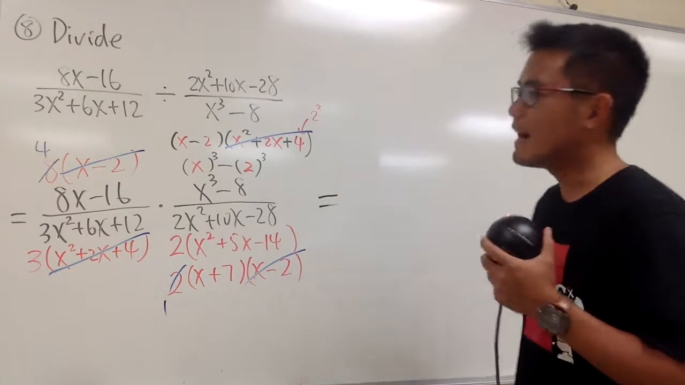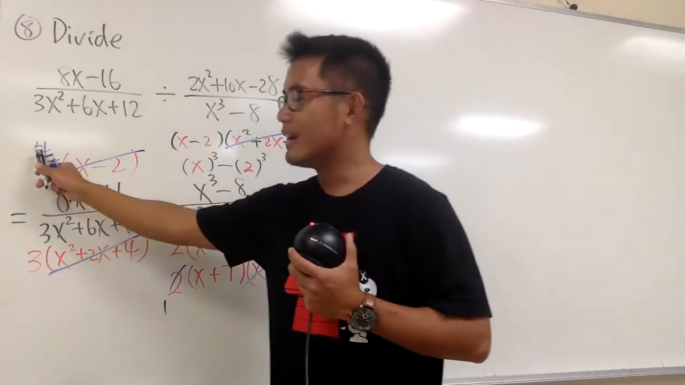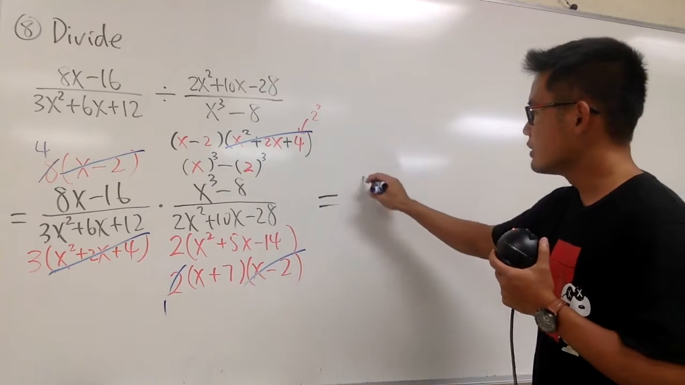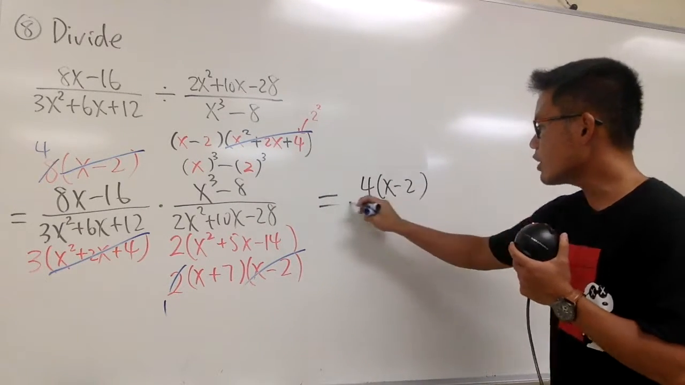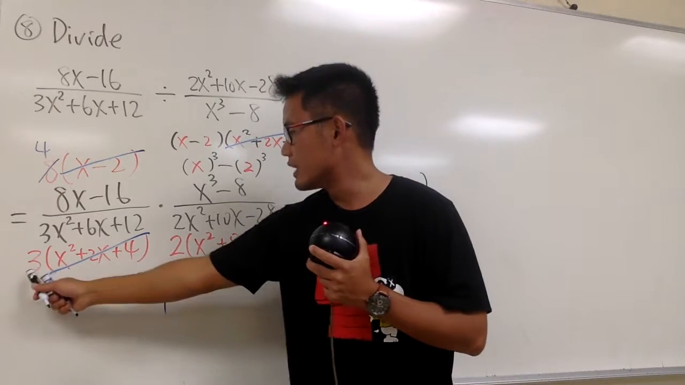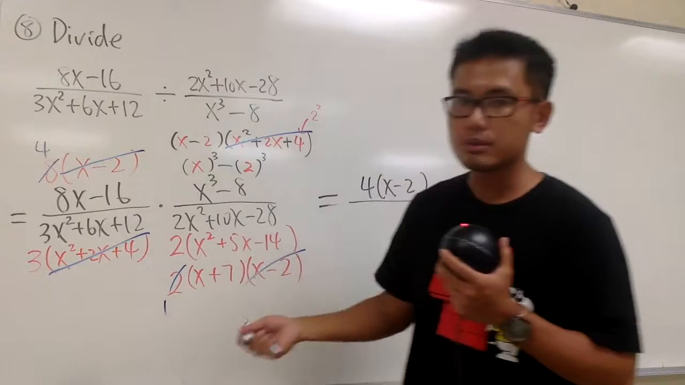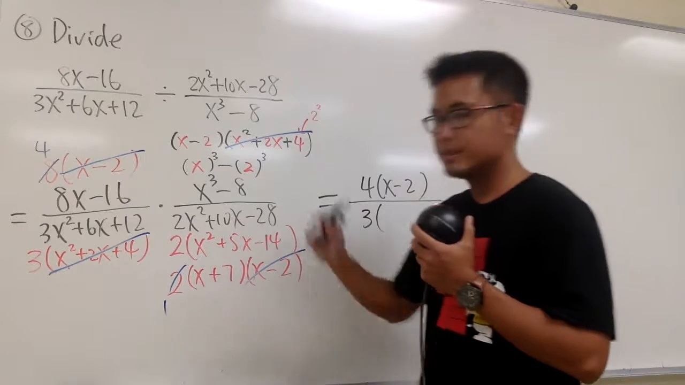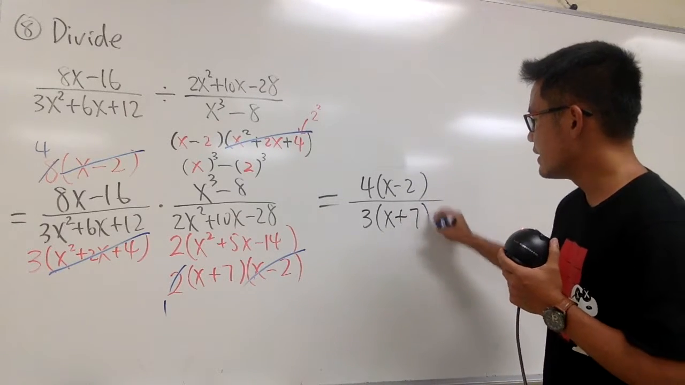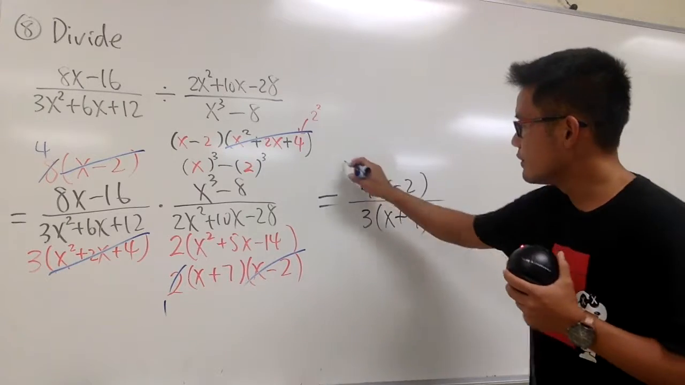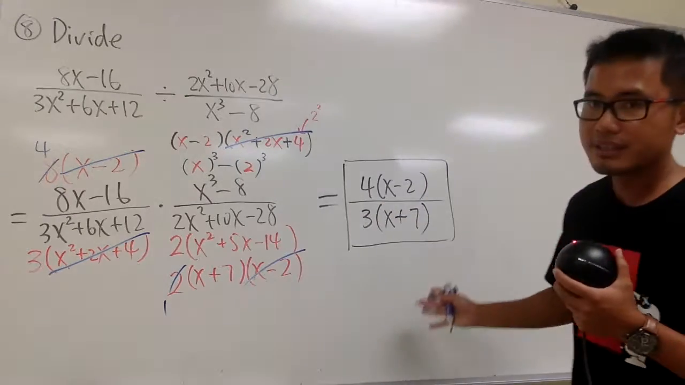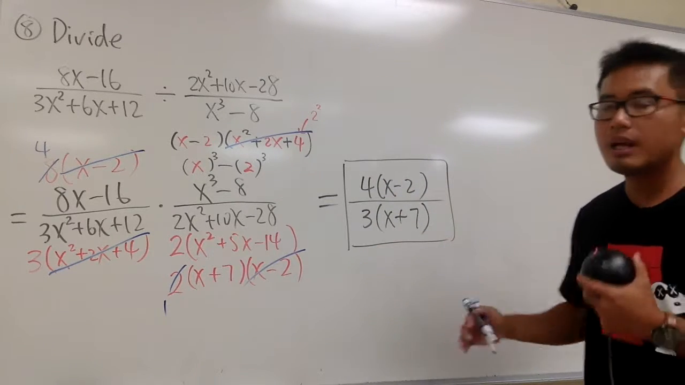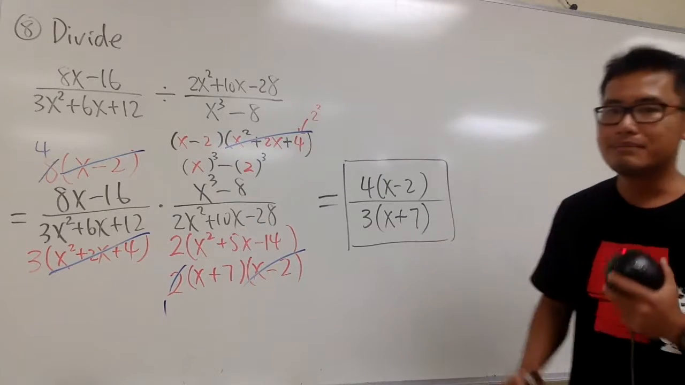So now let's see what's the final answer. On the top, we have 4 times the parentheses x minus 2, right? We can just write it down as it is: 4 times x minus 2. Over, on the bottom, we just have the number 3, right? There's no other number. This was out already. So let me put down a 3, and then we multiply by this, which is x plus 7. You can leave the answer in the factored form, and in fact, this is preferred. But if you want to just write it down as 4x minus 8 over 3x plus 27, the expanded form, that's okay too. But anyway, this is it.